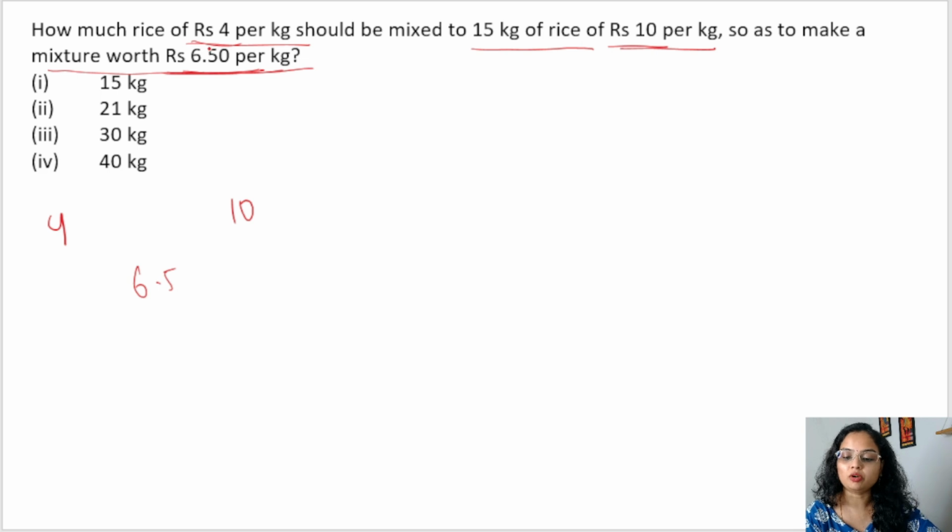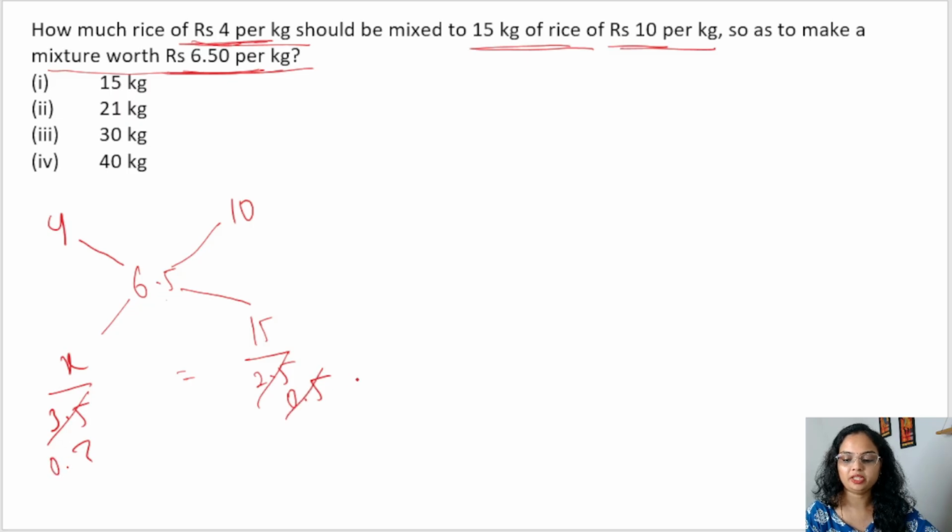Okay. So what is the quantity of the first variety of rice? We don't know. We will assume as X. And what is the quantity of the second variety of rice? It is 15 kgs. Okay. Now we will find the difference. So here 6.5 minus 4, it is 2.5, is equal to 10 minus 6.5, it is 3.5. Okay. Here 5 into 7, 5 into 5. Okay. 0.7 and 0.5, it is 5 into 0.1, 5 into 3.